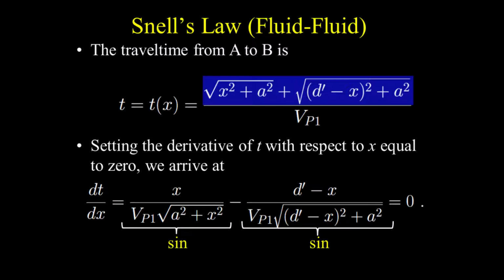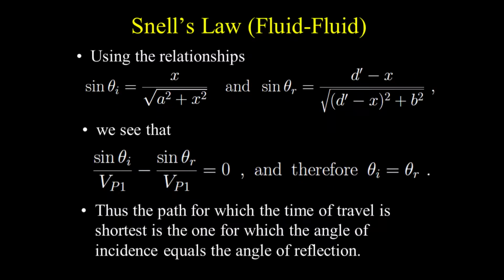In other words, finding an extremum corresponds to taking the derivative with respect to time and setting this derivative to 0. We're now going to write the first term as a sine term and the second term as a sine also. Here are the specific sine terms. We can see that the sine of the incident angle over the velocity of the top layer is equal to the sine of the reflected angle over the velocity of the top layer. Therefore, the incident angle is equal to the reflected angle.